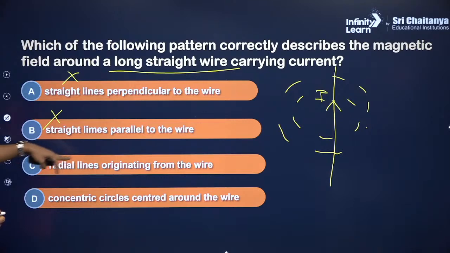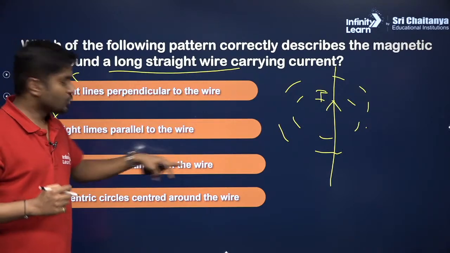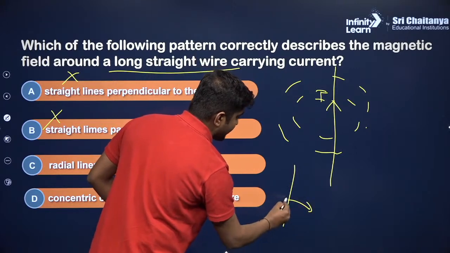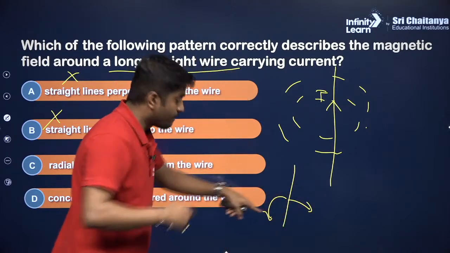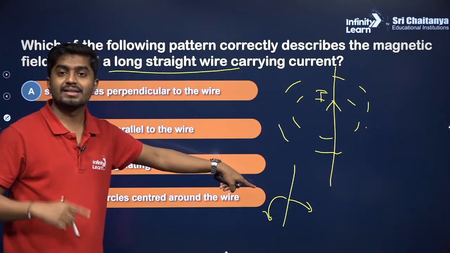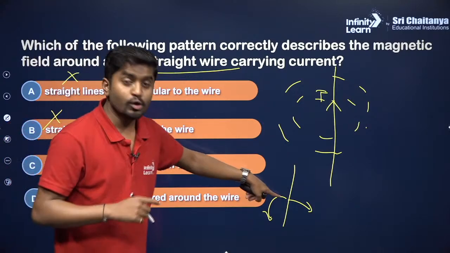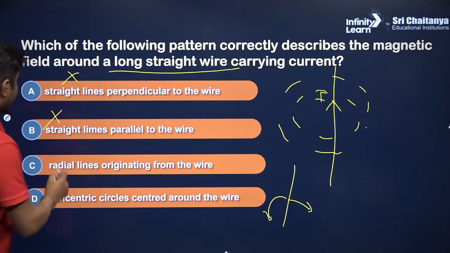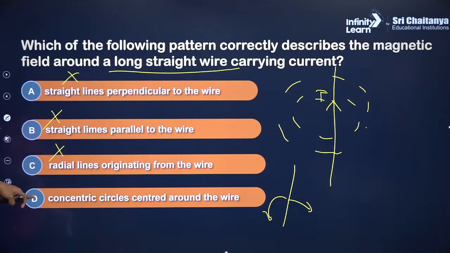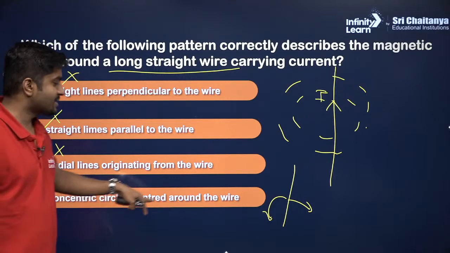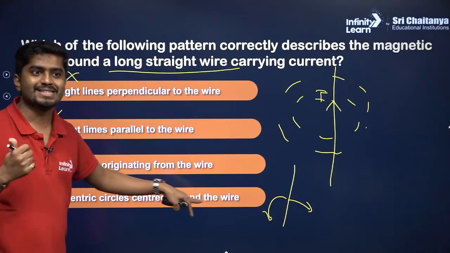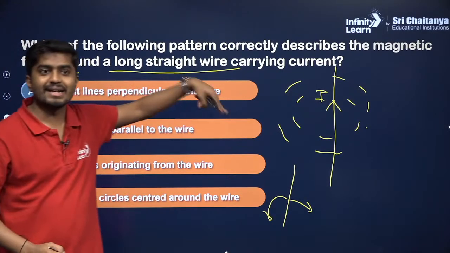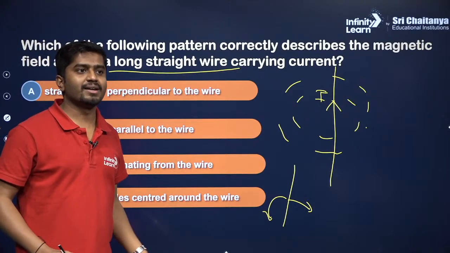Radial lines originating from the wire. So do you know what this is? If there is a wire, radial means coming like in radius, I mean in circles. But they are originating at the wire. That is not correct. They are not originating at the wire. They are concentric. Yes, concentric. That is correct. This is not correct. Yes, the last one, concentric circles around the wire. Yes, this one is correct. These are concentric circles around the wire.